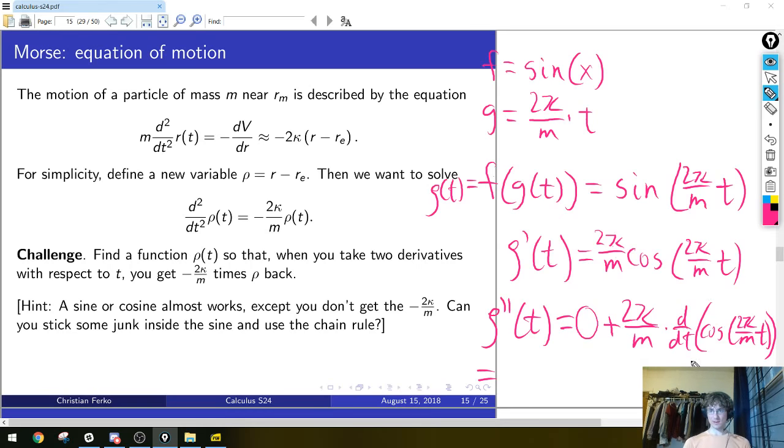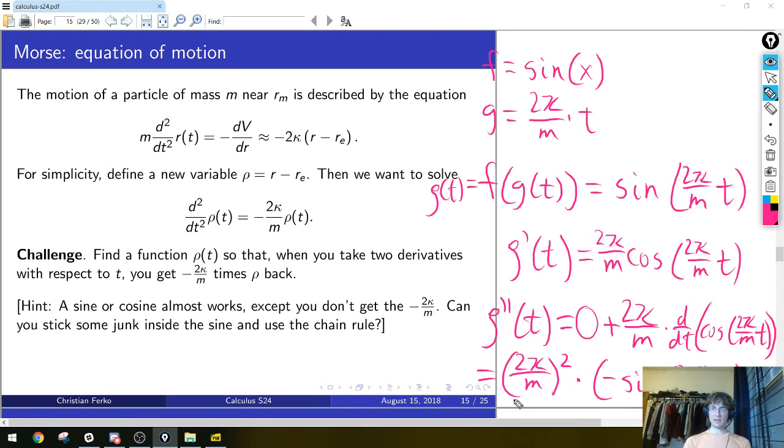Okay, so I'll say all those words and I'll write it down. So you say derivative of the outside is minus sine of 2 kappa over m t times the derivative of the inside, which is 2 kappa over m. Good. We already have a 2 kappa over m outside, so now there's a 2 kappa over m squared on the outside times, as you say, minus sine of 2 kappa over m t. Okay, so that's the second derivative.